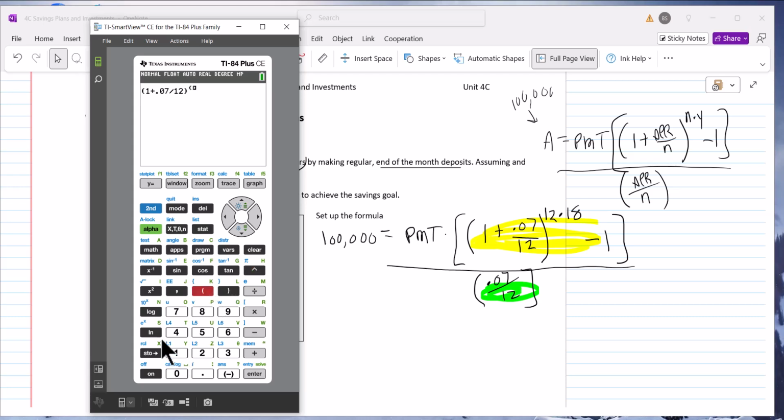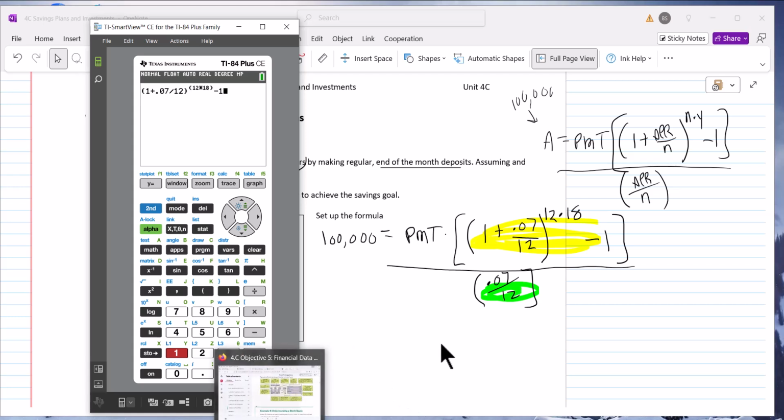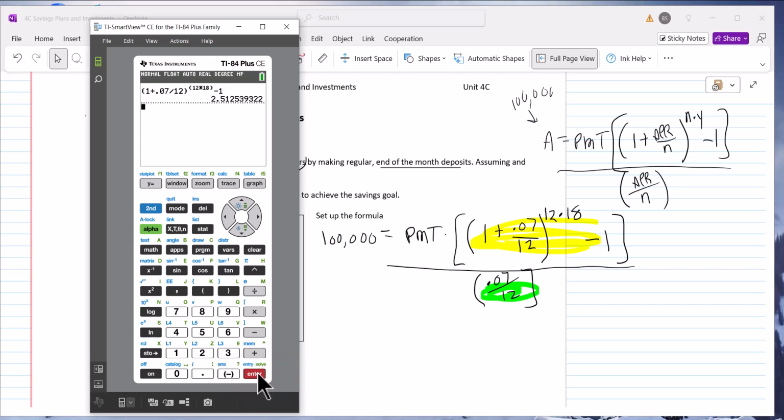Now, a lot of you need to put that in parentheses. I'm just going to put it in parentheses to be safe, okay? Some of you are making a mistake because your calculator is going to require you to do that. Then you get the minus 1 like that, okay? So you want to get that part taken care of and get the answer, okay? Now, what you want to do is go ahead and divide that by 0.07 divided by 12. Notice I'm using parenthesis keys like that, and then record what you get.